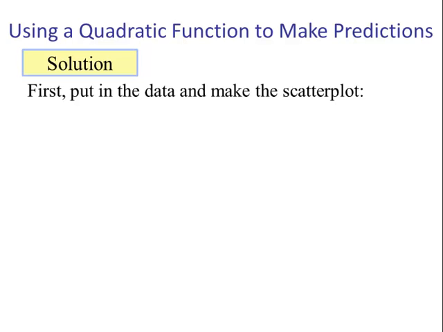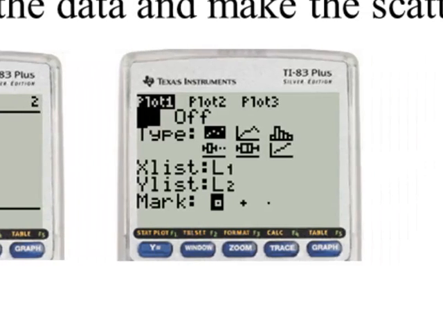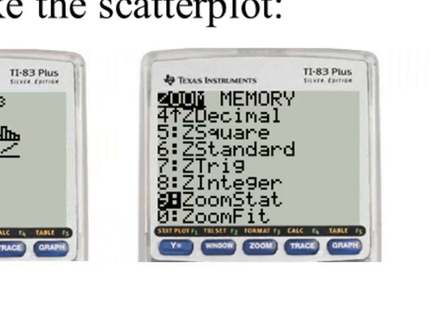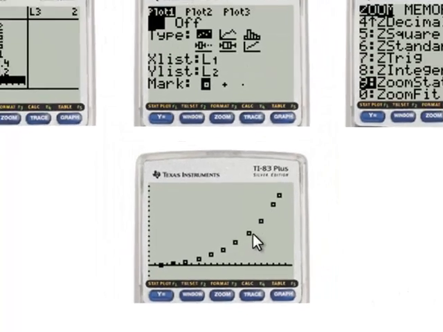Solution: we first need to put the data in and make a scatter plot. T will be list 1 and list 2 will be the miles. We turn the stat plot on. We hit second y equals. Make sure it's on. Make sure we have our scatter plot. Our X list is list 1. The Y list is list 2. Then we hit zoom and number 9 for zoom stat. And here we have the graph of the data.